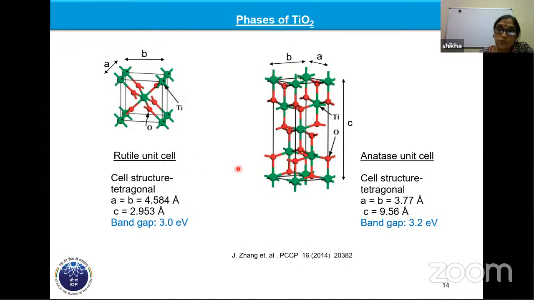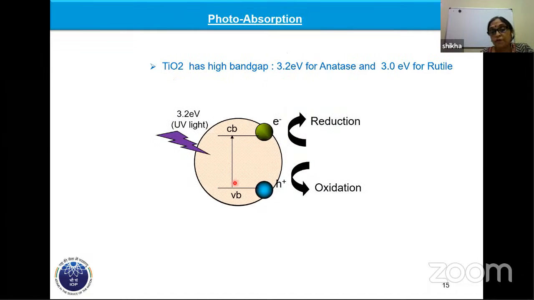So these are the two main phases of TiO2, which are usually seen in film growth or surface modification nanostructures. This is a rutile phase, which has a band gap of about 3 eV, and this is an anatase phase. In both cases, you notice that the band gap is of the order of 3 eV, which tells us that it is the UV range which is used to excite electrons. So for example, from valence band to conduction band, if we want electron excitation and the use of electron-hole pairs, then we need to have UV light.